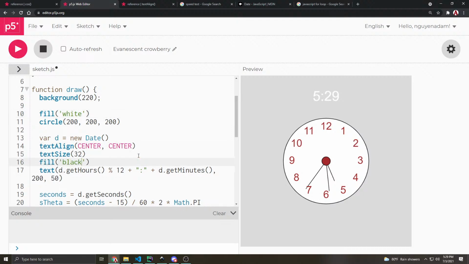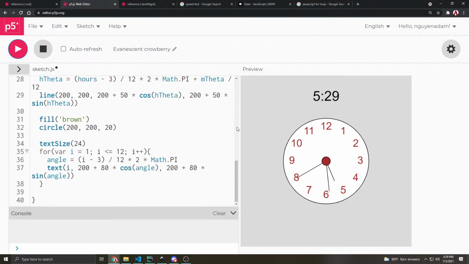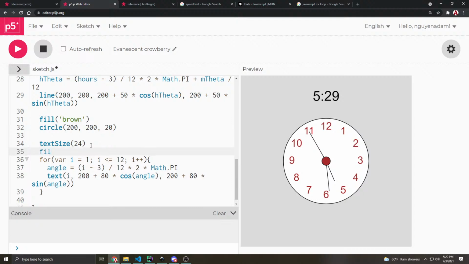So this has to be black, right? Yeah, top. And then what color do you want the numbers to be? Oh, I don't know. Let's make them blue or something.